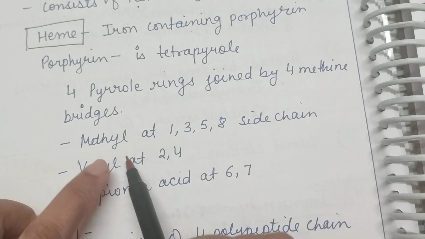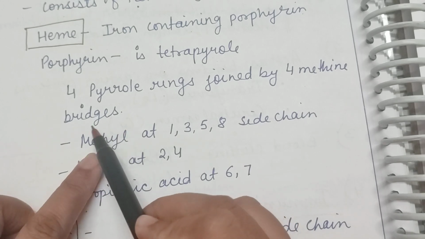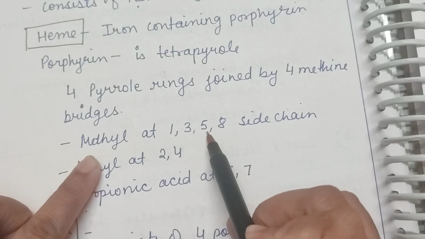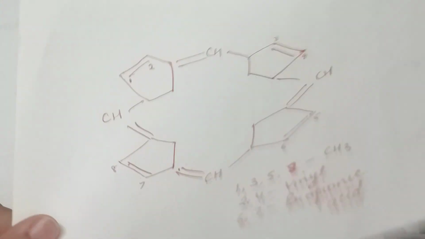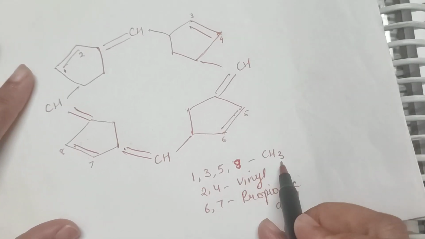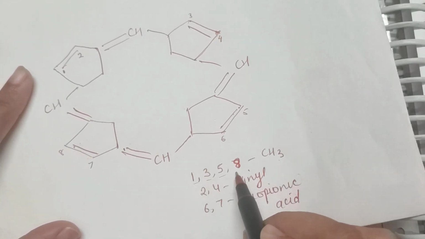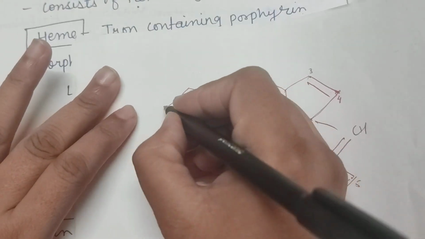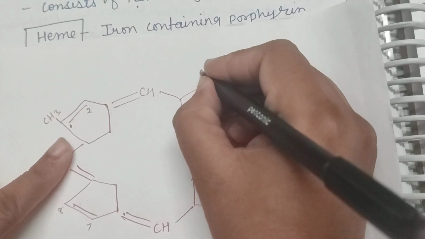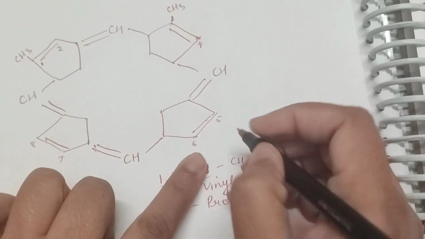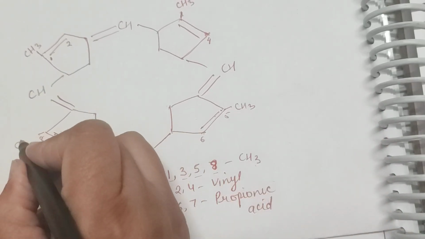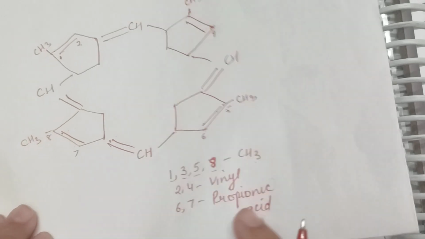Next, what is the next step to draw the hemoglobin structure? The methyl group you have to attach at 1, 3, 5 and 8. We have already numbered it, so let us attach methyl groups at 1, 3, 5 and 8. So methyl at 1, methyl at 3, methyl at 5, and methyl at 8. So the first thing we have done.